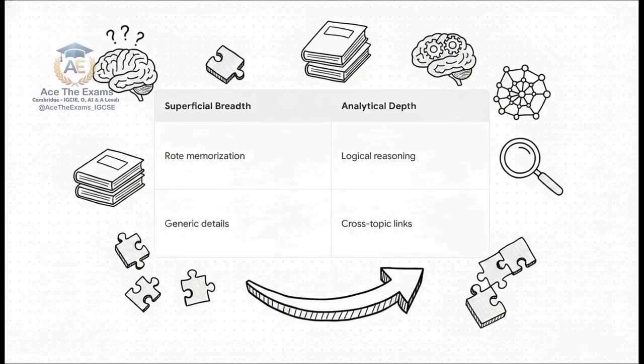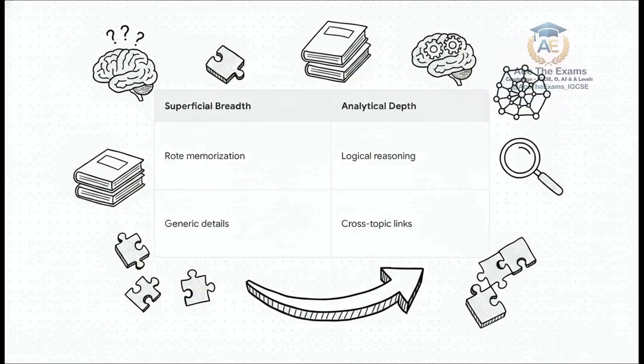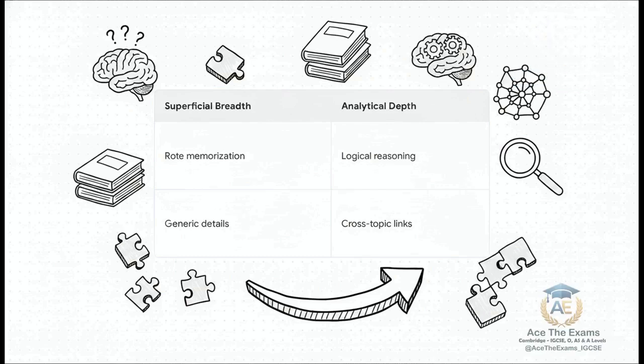Cambridge prioritizes analytical depth. This requires logical reasoning, precise definitions, understanding causal relationships, and critically, this is a big one, making cross-topic connections. Top-performing students don't just memorize isolated facts. They exhibit a connected, conceptual understanding. In fact, principal examiner reports specifically highlight that candidates who reference cross-topic connections achieve significantly higher marks. It's like a giant puzzle, and they want to see that you know how all the pieces fit together.